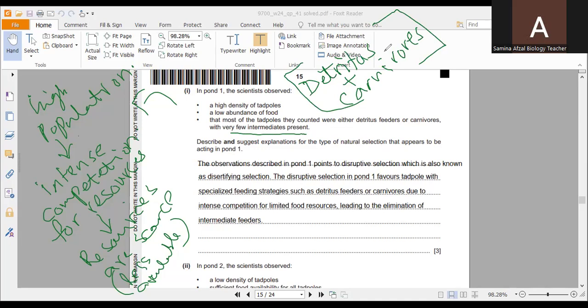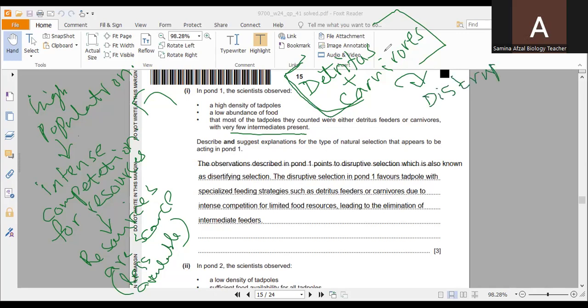So the question is: describe and suggest explanations for the type of natural selection that appears to be acting in pond 1. So it means two types of tadpoles are there. This shows a type of natural selection that is called disruptive selection.